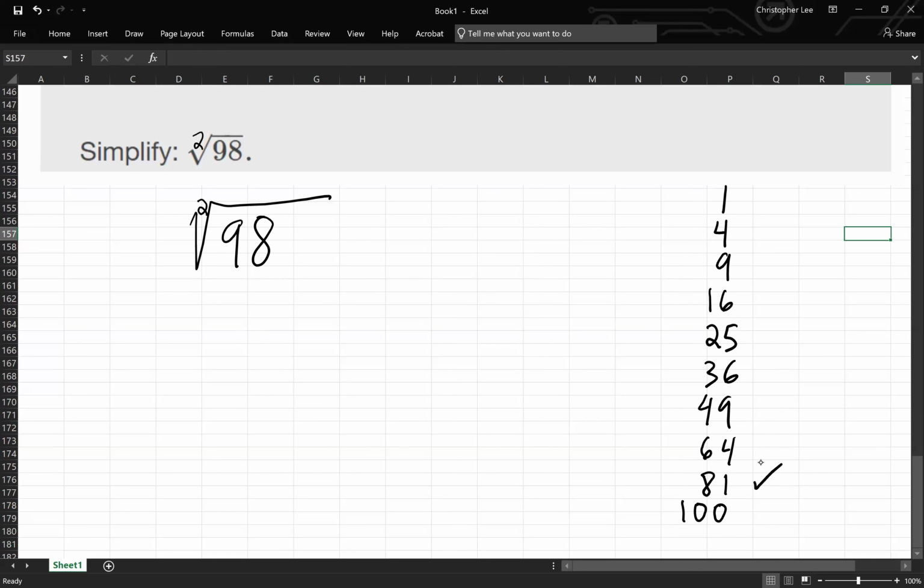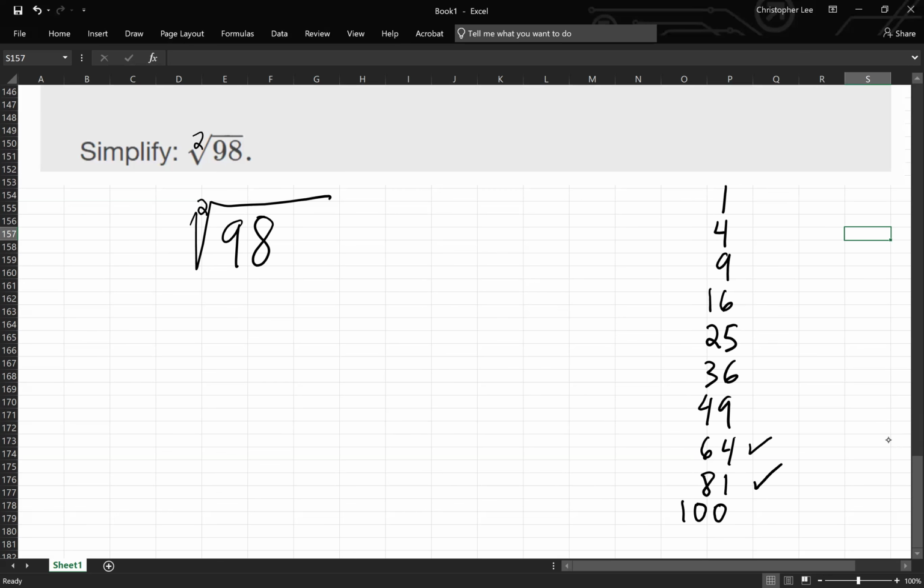I'm starting off right here. 81, you remember that's 9 times 9. Does 81 divide into 98 evenly? When I say evenly, I mean that it goes in with no remainder, just a whole number. Well, the answer is no. 81 is going to go in one time, but then it's going to have a remainder. What about 64? I know that 64 doesn't go in because if I double 64, that becomes what?